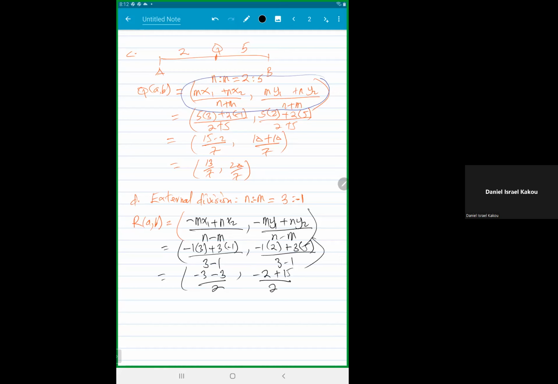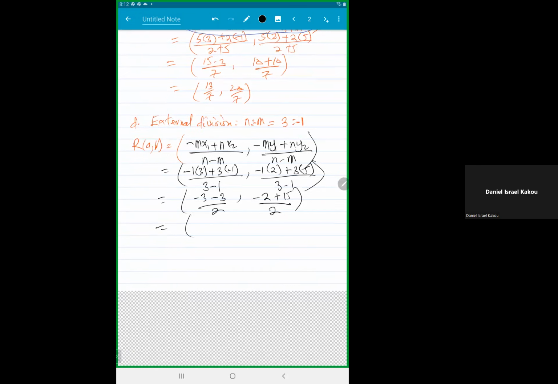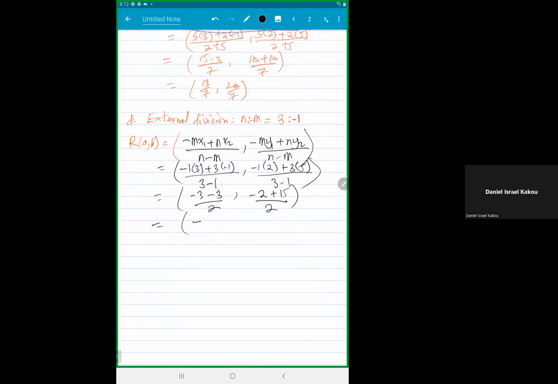All over 2. Eventually, I have minus 6 on the numerator, so divided by 2, I have minus 3, and I have positive 13 on the numerator for the second one. You just divide by 2 this way. And that is it for the external division. These questions are just straightforward, because once you know the formula, you don't have any problem.